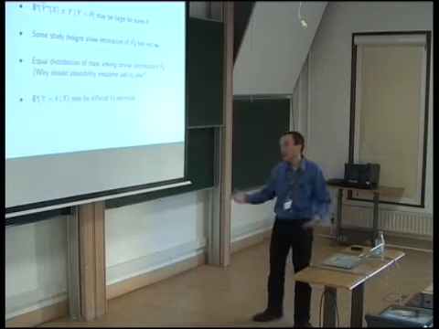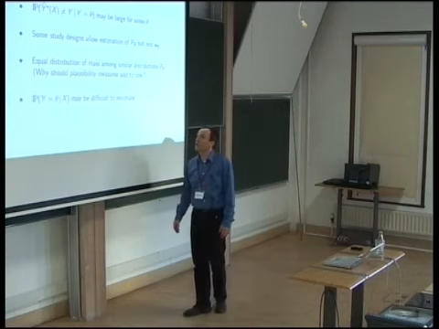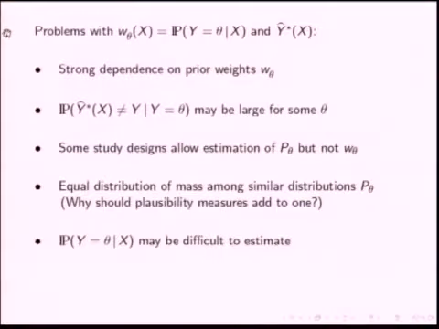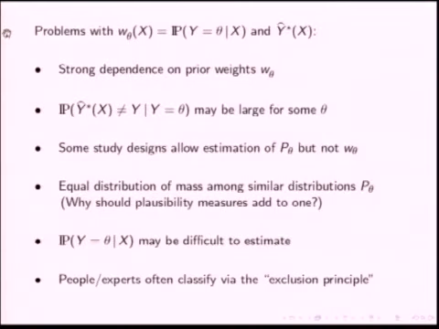And of course, an important point is that this posterior probability in realistic settings may be difficult to estimate. Okay, and then if you think about what people do if they have to classify in a difficult situation where it's not so easy to come to a conclusion, then people and experts often use the exclusion principle.